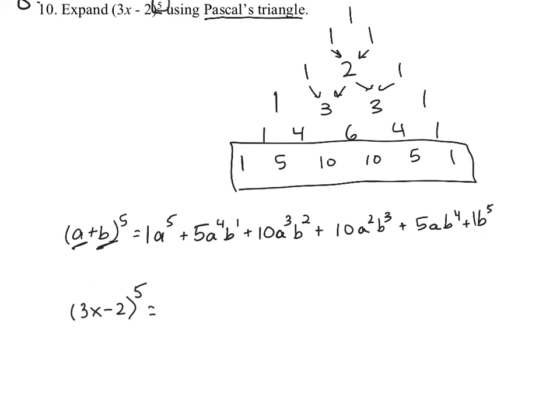Okay, so then instead of a to the 5th, it's going to be 3x. So we're just going to replace all the a's with 3x. And then moving on to the second term, I've got 5 as a coefficient. Instead of a, I can replace that with 3x to the 4th. And then instead of b, that's going to be replaced with negative 2. So that's negative 2 to the 1st power.